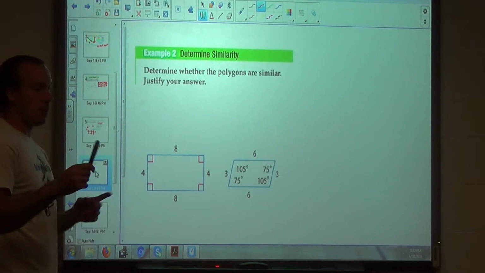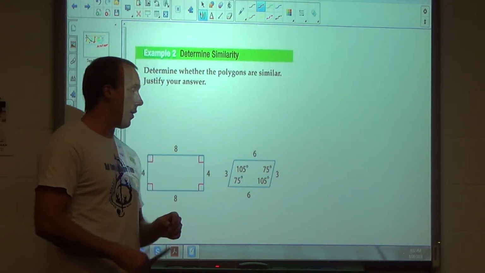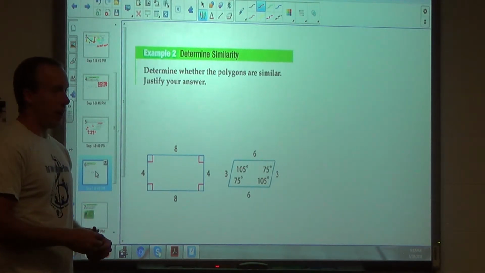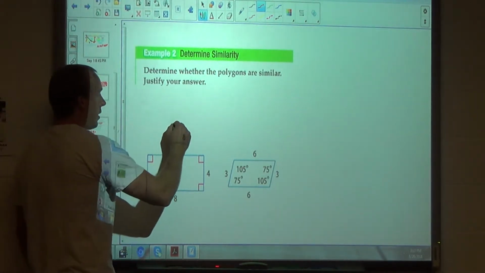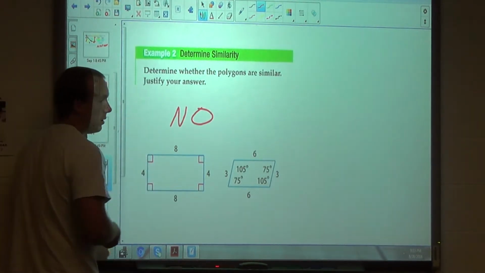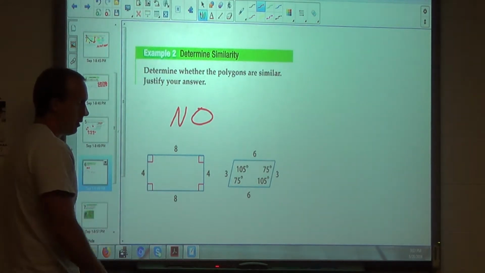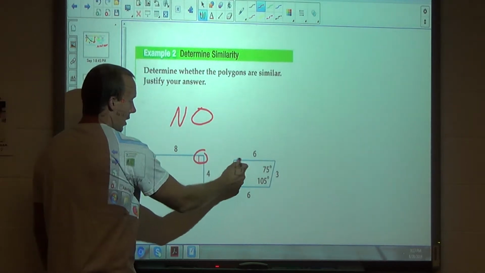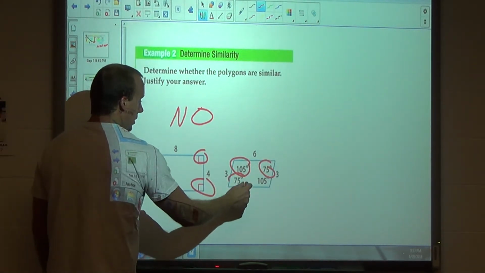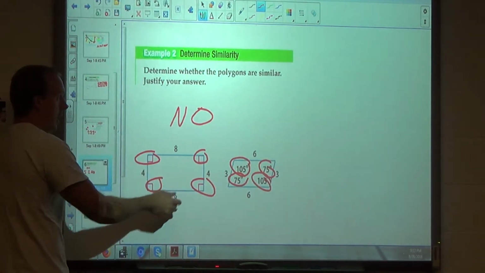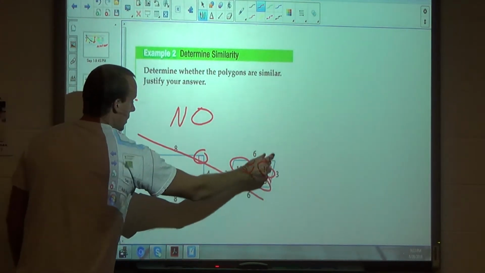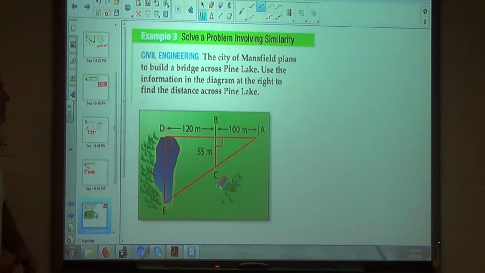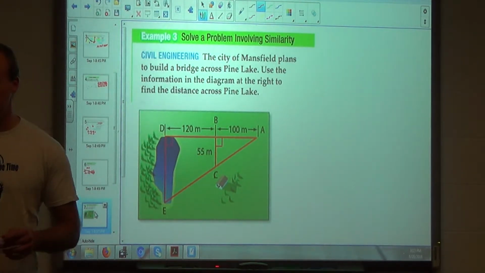And are they similar, yes or no, and then why or why not? Are they similar? And the answer here is no. Are they the same shape? Is the rectangle the same as a parallelogram? These angles aren't the same, are they? So automatically when they're not the same, then no, they are not similar polygons. Alright, you'll have a couple problems like this today on your assignment.